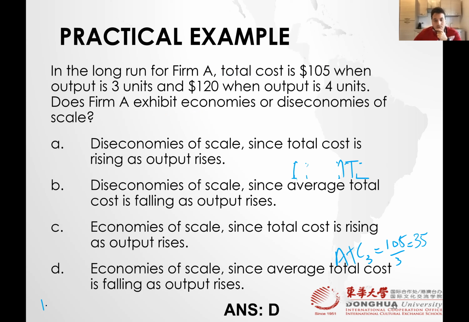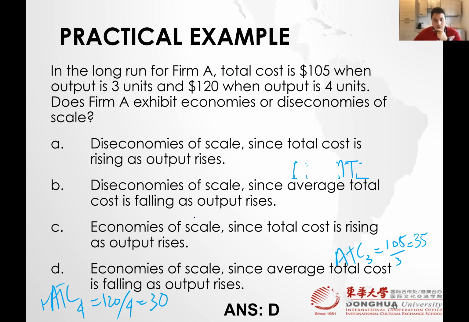Average total cost when you produce 4 units: 120 divided by 4, the answer is 30. So now recall your concept of economies of scale, diseconomies of scale, and constant returns to scale. Economies of scale: if you produce more, average total cost decreases, right? Diseconomies of scale: if you produce more, average total cost starts rising.